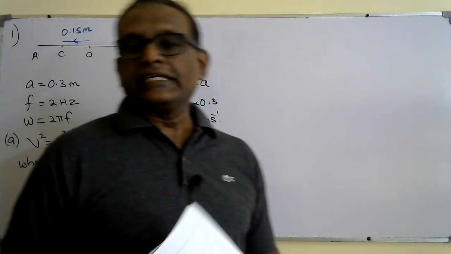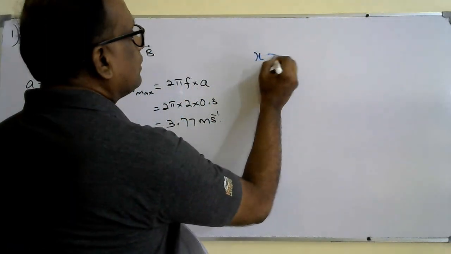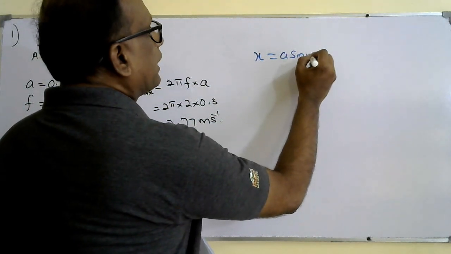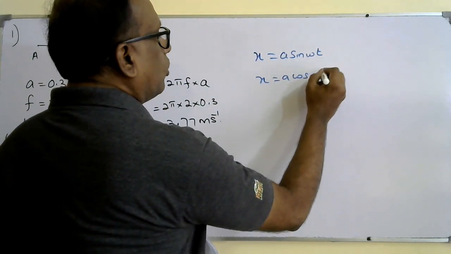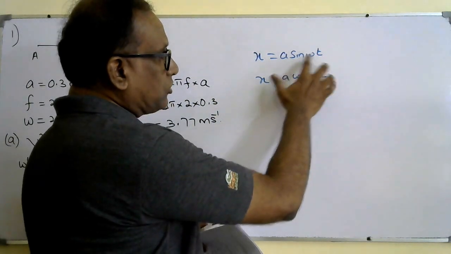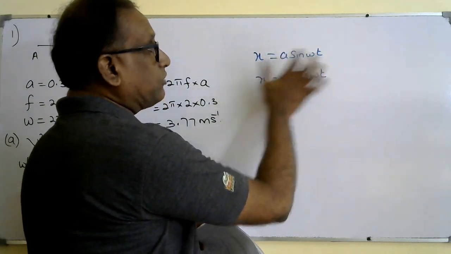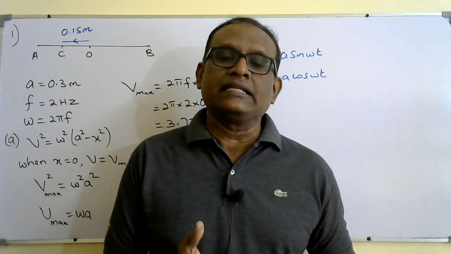We have two equations related to displacement and time: x equals a sine omega t and x equals a cos omega t. You must know where to use which equation. When you put t equals 0 in the sine equation, sine 0 equals 0, so x equals 0. That means initially the particle is at the equilibrium position.